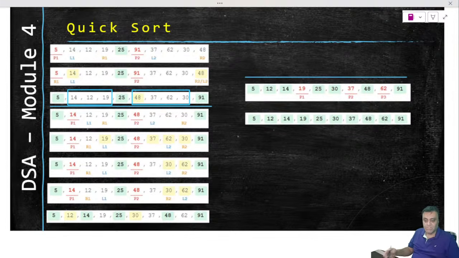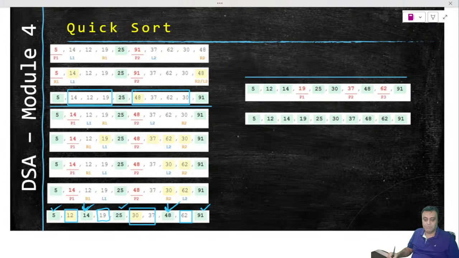So when I work on these two sublists, and similarly if I go on, then what will happen is that here the 14, 12, 19 will be split into this sub-array and this sub-array, and 14 will be in the correct position, right? And when I work on 48, 37, 62, 30, then it will be split into this sub-array and this sub-array, and 48 will be in the correct position. So now we have 5 in the correct position, 14 in the correct position, 25 in the correct position, 48, 91 in the correct position.